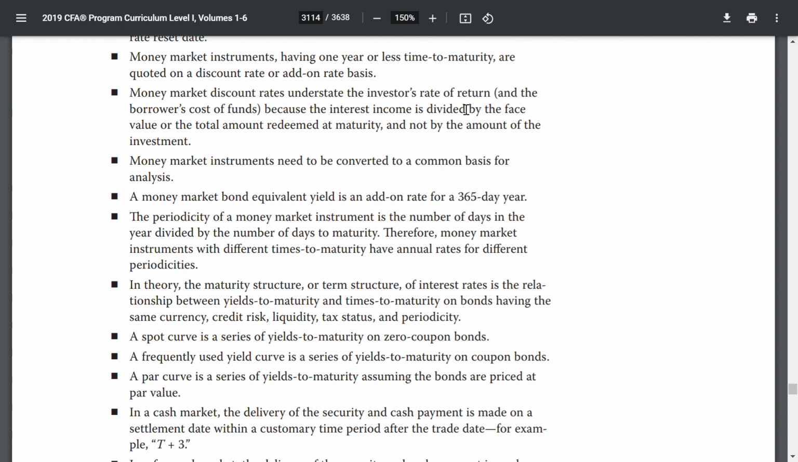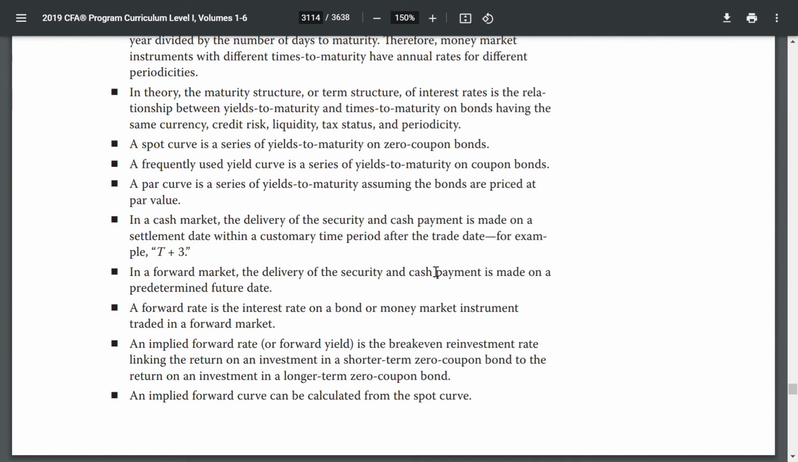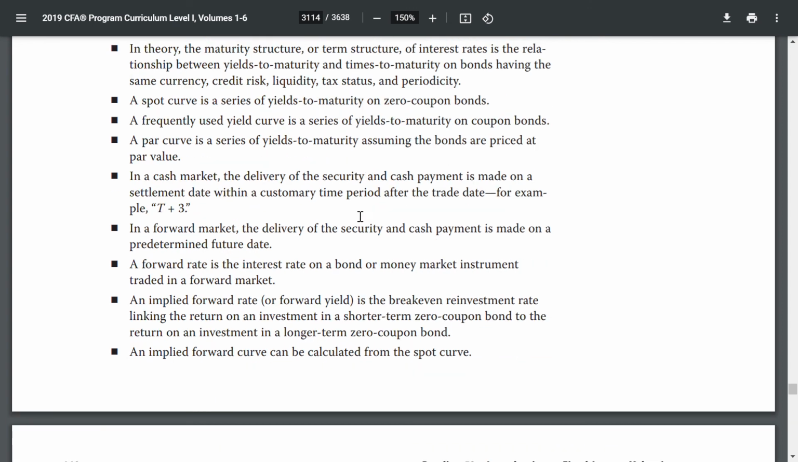In theory, the maturity structure or term structure of interest rates is the relationship between yields to maturity and times to maturity on bonds having the same currency, credit risk, liquidity, tax status, and periodicity. A spot curve is a series of yields to maturity on zero-coupon bonds. A frequently used yield curve is a series of yields to maturity on coupon bonds. A par curve is a series of yields to maturity assuming the bonds are priced at par value.